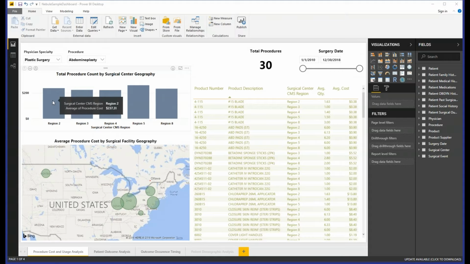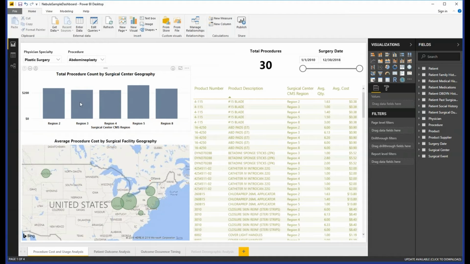So in region 2, the average cost of the procedure was $237.31. In region 3, it was $224.23. And if we look over at region 5, which is a bit higher, it's $260.28. Again, this is information that the facilities don't really know today.